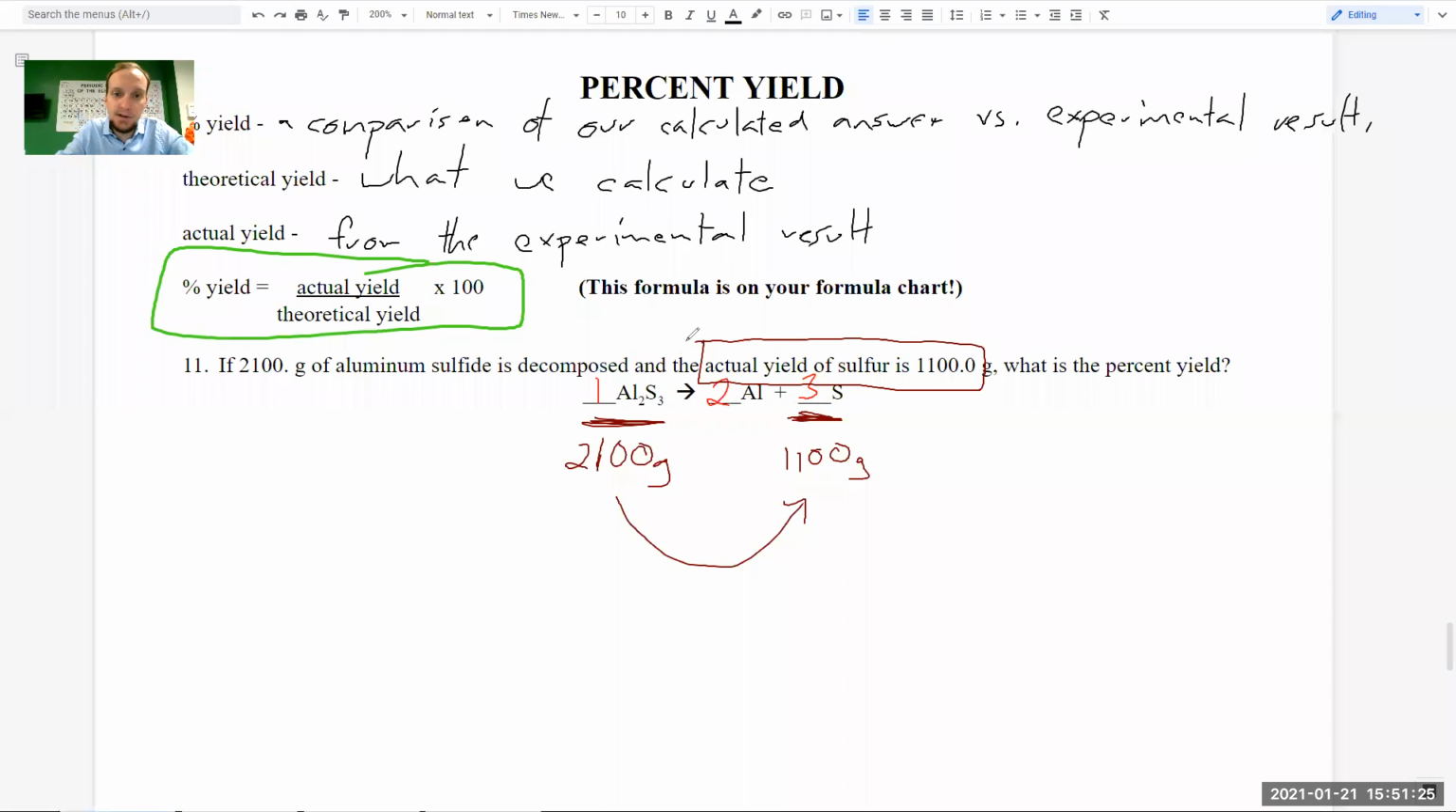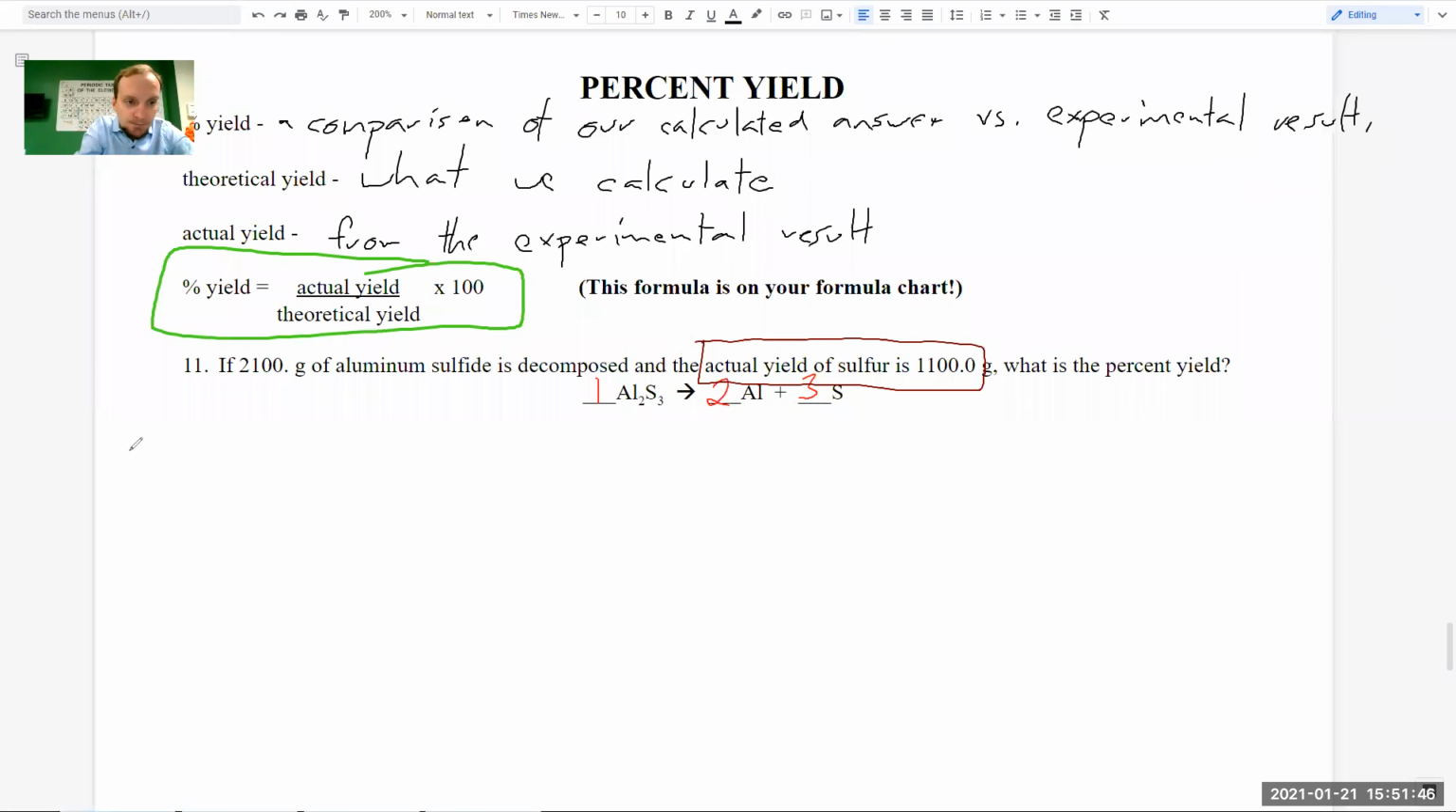So that's what we're going to do in this particular problem. We're going to solve for the same thing we're already given, which may sound silly, but I promise you our answer is not going to be 1,100. It can't be. It's going to have to be something larger, because remember, our theoretical is going to be larger than the actual, okay? So let's go ahead and start this out.